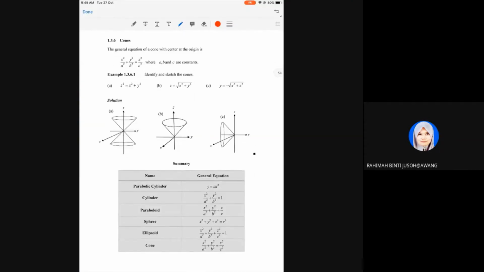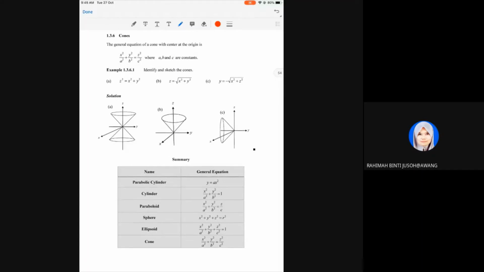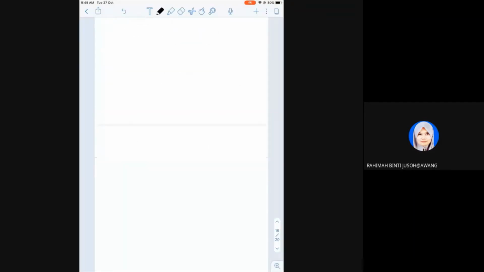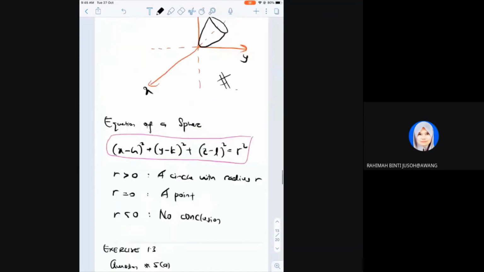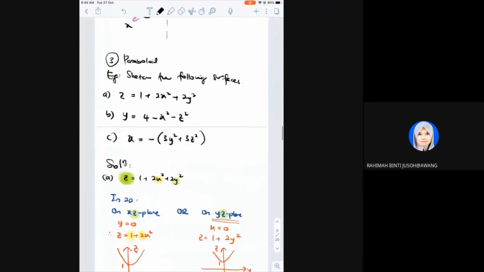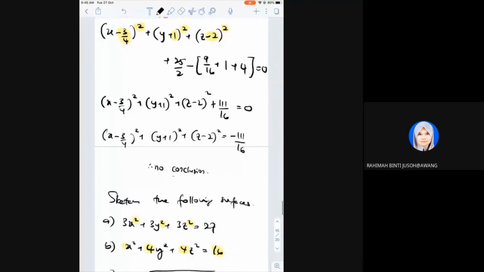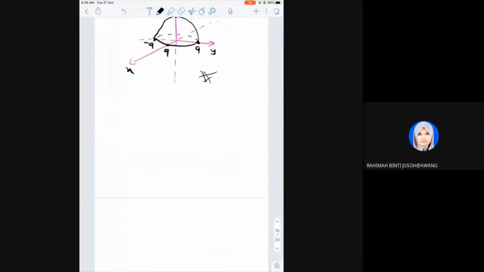Okay, cones. So you can explain cones pula. Kenapa dia jadi bentuk cones? Okay. Nombor berapa dah ni? Nombor sphere tadi nombor 4 eh. 3, 4, 5. Okay, 5 cones. Cones. Okay, sketch the following surfaces.